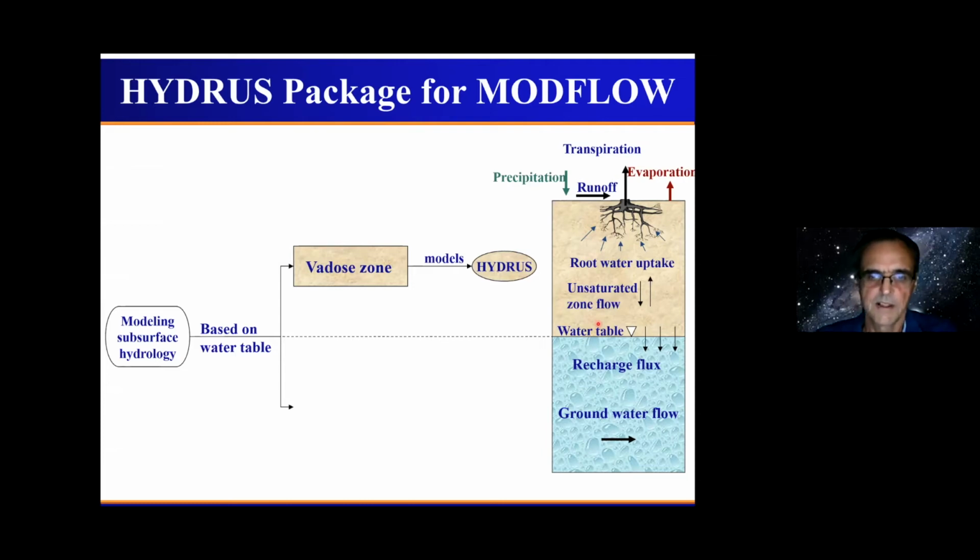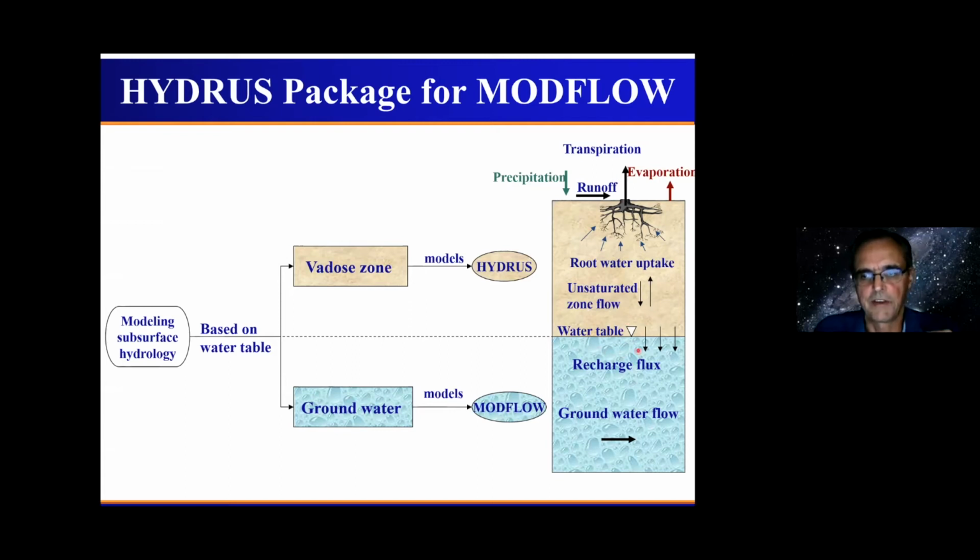And then it can calculate the recharge at the bottom of the HYDRUS column and provide that information to MODFLOW, which then simulates processes in groundwater. And MODFLOW will then calculate the position of the water table. And so these two models are exchanging information about the position of the water table and the recharge flux.